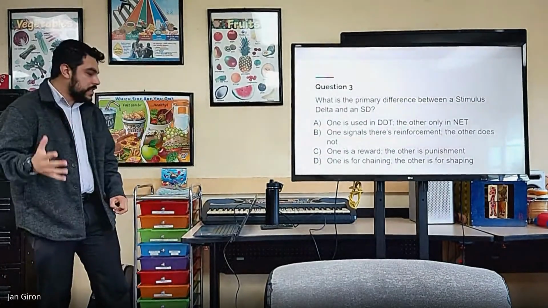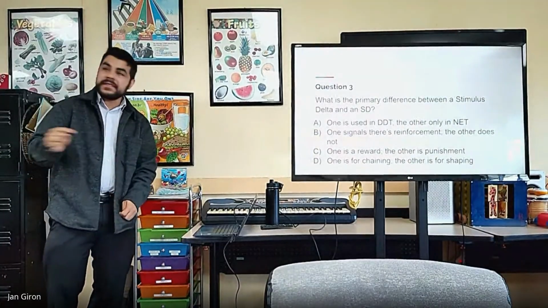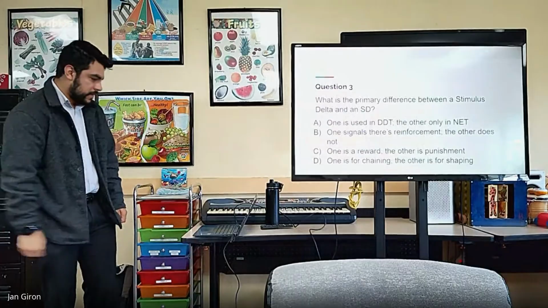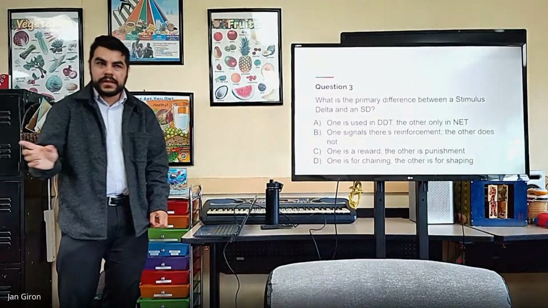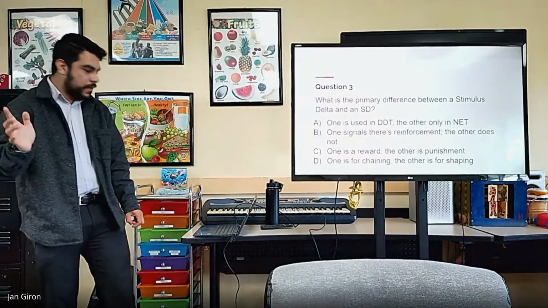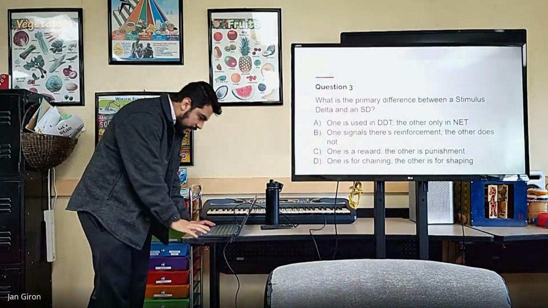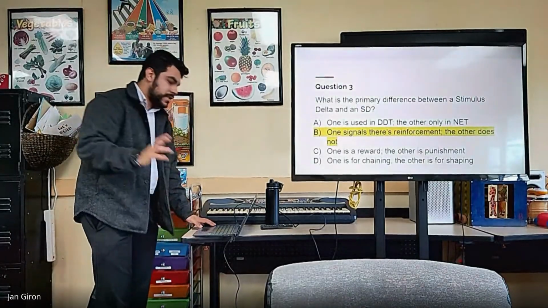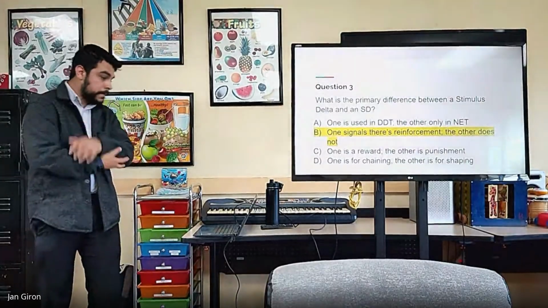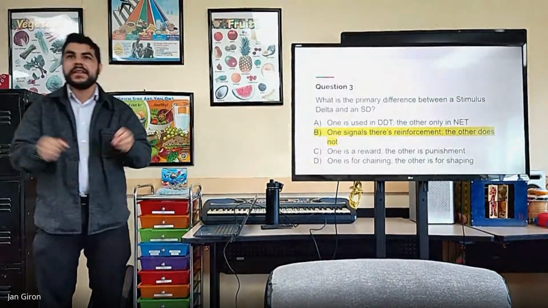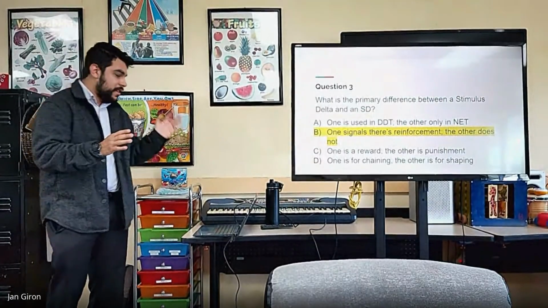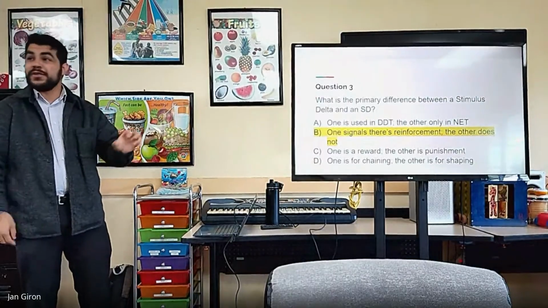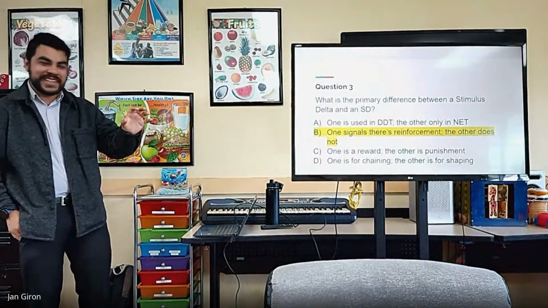Okay, what is the primary difference between the S delta and the SD? First one does reinforcement, the other one does not. Yes. With the SD, green light, you can get your reinforcement. You can go forward. S delta, red light, you should not go forward, because you're not going to get rewarded.